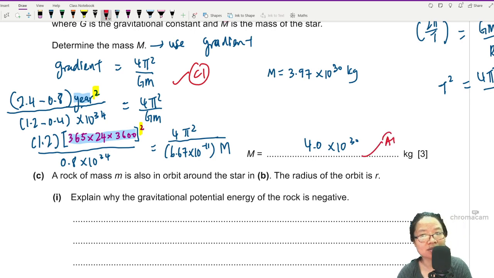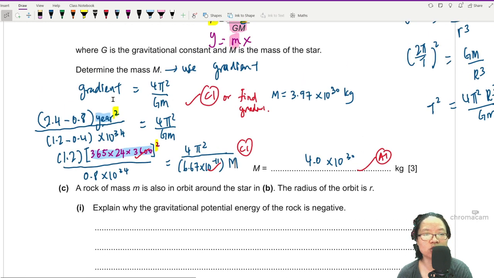Okay, I think there will be an answer, A1 mark. And then if you write gradient is 4 pi square over GM, or you find gradient, if I look at the working and it looks like you're looking for gradient, you will get 1 mark. And everything substituted, including the conversion, is C1. So if you've forgotten to convert, at least you can get 1 mark if, let's say, you write the first line. Okay? So that would be the calculation part.